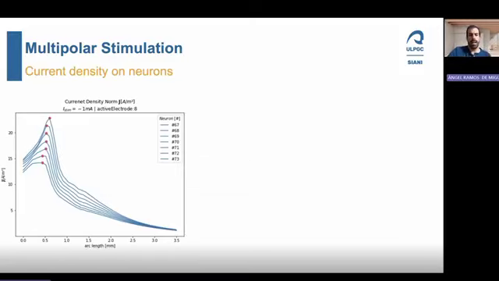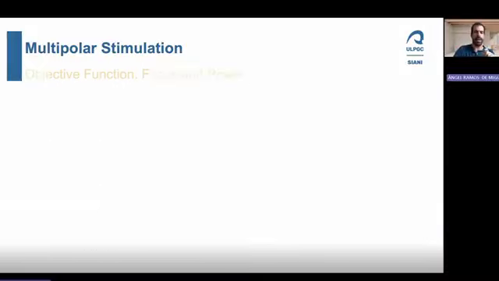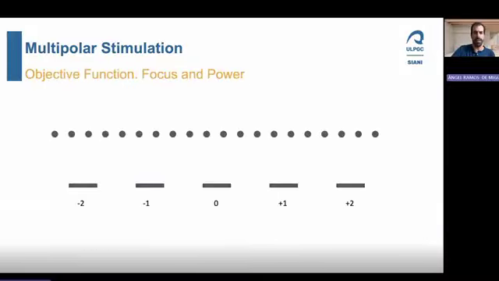So if we calculate the current density that reaches each of the neurons in this phased array, and we get the maximum current density, we can compare monopolar to phased array, and we see that there is a focusing of the stimulus. And from this data, we can create an objective function for focusing and for power.